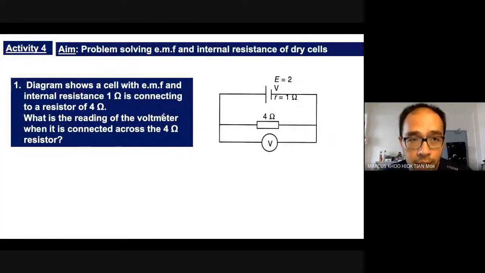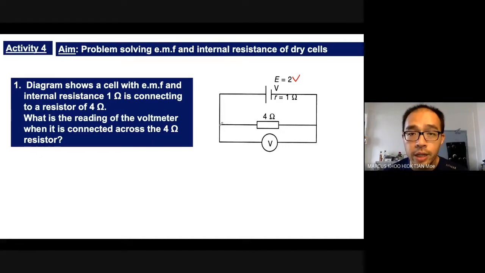Okay, the activity 4. Okay, please turn with me to page 114. Diagram shows a cell with E.M.F and internal resistance 1. Sorry, E.M.F is 2 volts bahkan, according to this one. 2 volts. Internal resistance is 1 ohm, connected to a resistor of 4 ohms. What is the reading on the voltmeter when it is connected across the 4 ohm resistor? Okay, so let's take a look at this.